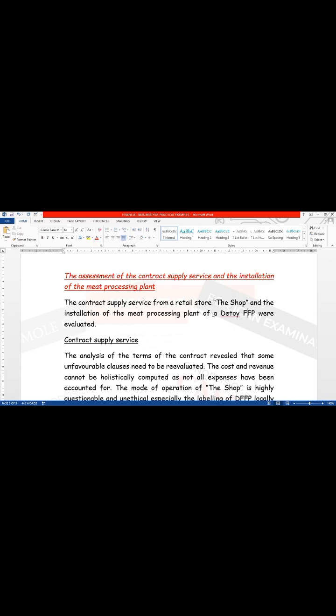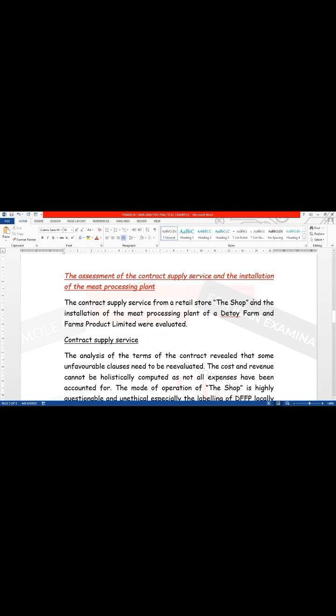Detoy Farm and Farm Products. That's the name of the client, right? That's the name of the client that we're told, the client that we're actually considering. Detoy Farm and Farm Products Limited were evaluated. You understand? Those were the two contracts that were evaluated. So you can give a small heading, write whatever you want to write, but don't waste time, please.